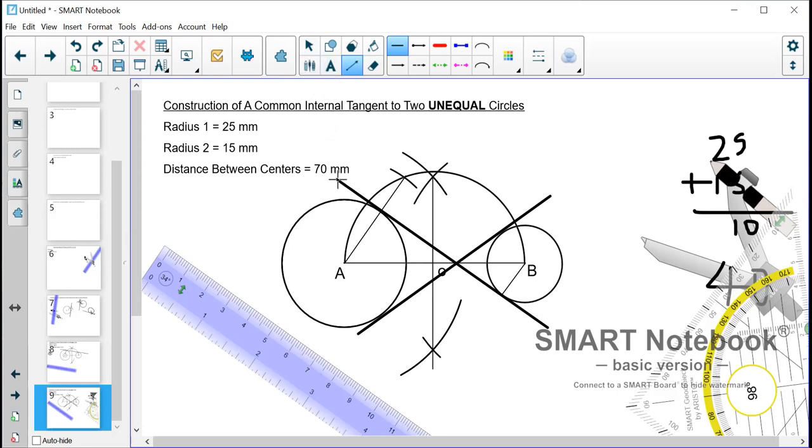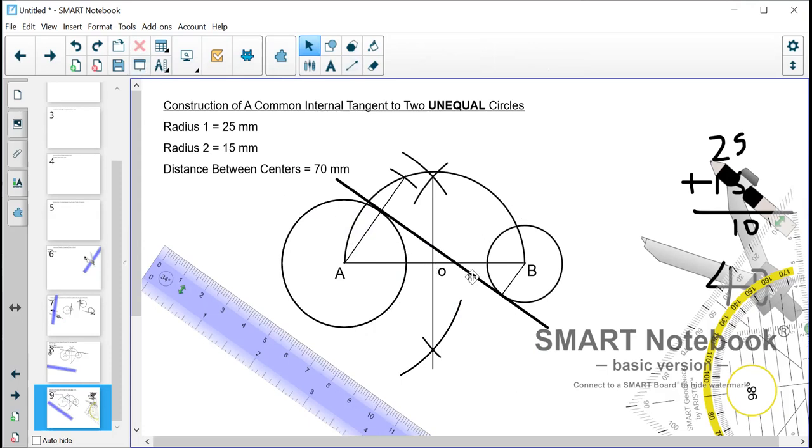Also, like the external tangent, the larger circle can be at B and the smaller circle at A. All right, so those are just some of the few variations for this construction.